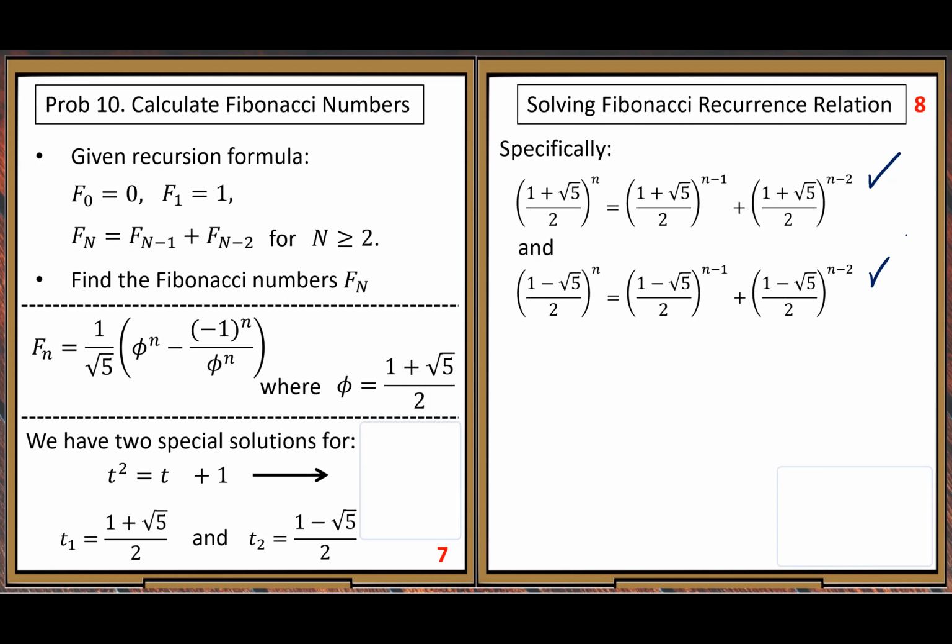The next step we need to do is find a new solution that satisfies the given initial condition. But this time we need to factor in the initial condition. The question is, how do we do it? With two special solutions, how do you make a new solution from two non-special solutions? That's our current question.